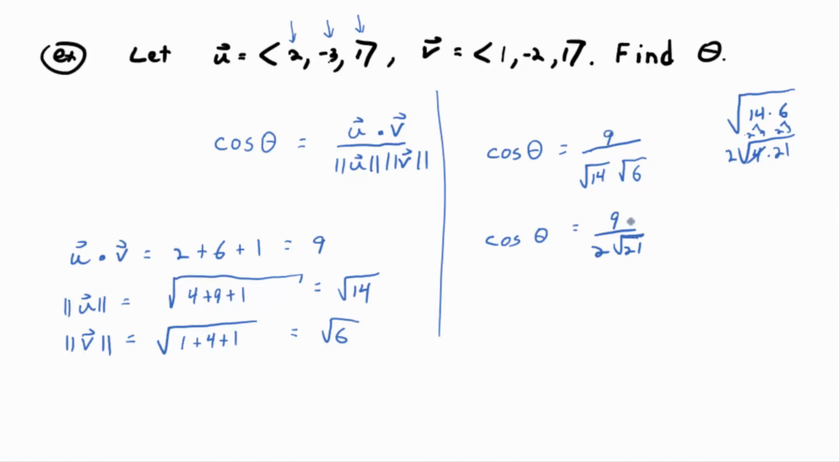Now, that's cosine of theta, right? We need theta, don't we? So for theta, you could take the cosine inverse of both sides. You don't have to worry about it spitting out the wrong number because theta is either in the first quadrant or the second quadrant, and that's where cosine inverse is defined. It's going to spit out the right angle here. So you could just take the cosine inverse of 9 divided by 2 root 21. So I'm getting approximately 0.19 radians.